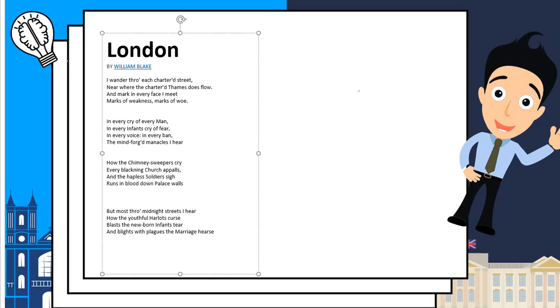If you want to fast forward this section, please feel free. You can go to any of the stanzas, and what we are doing is we'll highlight some of the techniques and just talk a little bit about each one. So, the poem, London by William Blake.